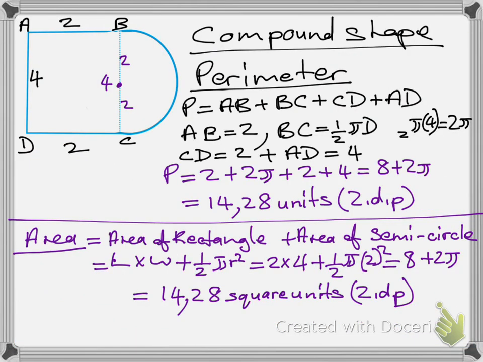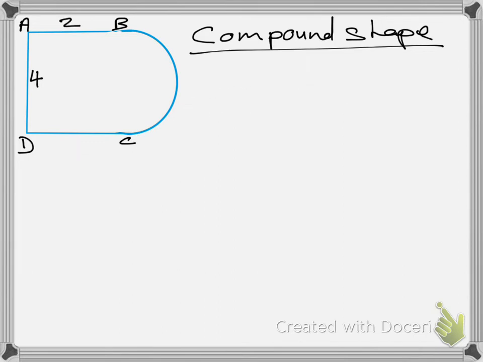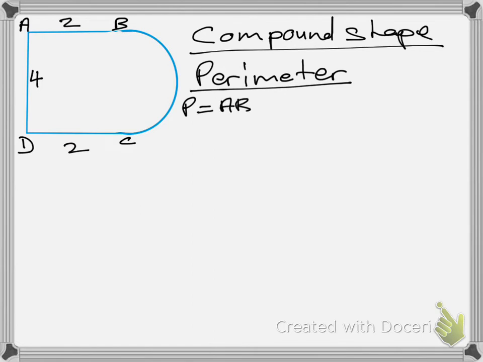So a compound shape is a shape that we get when we combine two or more shapes. Like in this case, you can see we've got this shape here. We call it a compound shape, where we put together a rectangle and a semicircle to come up with that shape. So the perimeter of such a shape can be calculated by saying perimeter will be equals to distance AB plus the arc BC plus CD plus the side AD.